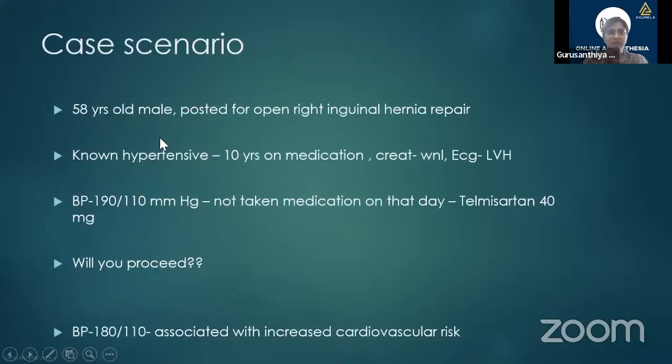Coming on to a case scenario, he is a 58-year-old male posted for an elective surgery and he's hypertensive for 10 years. ECG shows signs of LVH and creatinine is normal, but the BP is somewhere around 190/110. But in this case, will you proceed? International guidelines have suggested that any BP of more than 180/110 is associated with increased cardiovascular risk.